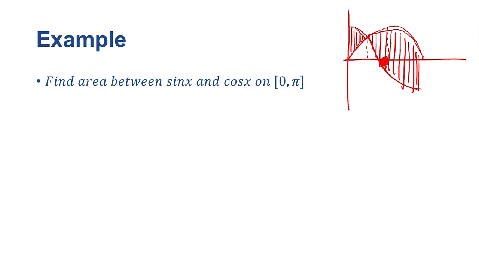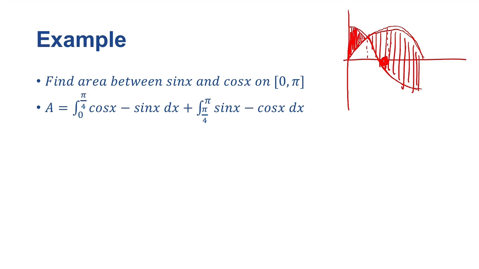So now we're ready to set up our integral here. We know that the area that we want to find is going to be equal to the integral between 0 and pi over 4 of cosine of x minus sine of x dx. So that's this first little chunk in here, plus the integral from pi over 4 to pi of sine of x minus cosine of x. So that's this area right here. Now all that's left to do is to integrate.